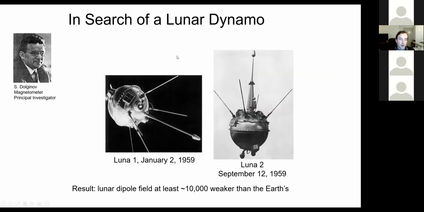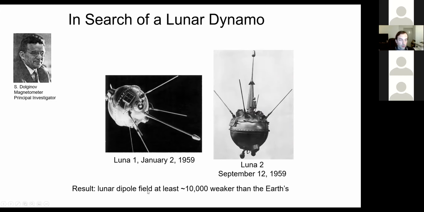And so back in the 1950s, people had the same question. Did the moon have a dynamo? These are the first spacecraft that ever left the Earth, the Luna 1 and Luna 2 missions in 1959. These spacecraft were sent by the Soviet Union. They had no cameras with them, but they had magnetometers with them. So I find that to be a very nice illustration of the importance of magnetism in the history of geophysics. And they found that there was no dynamo field on the moon.